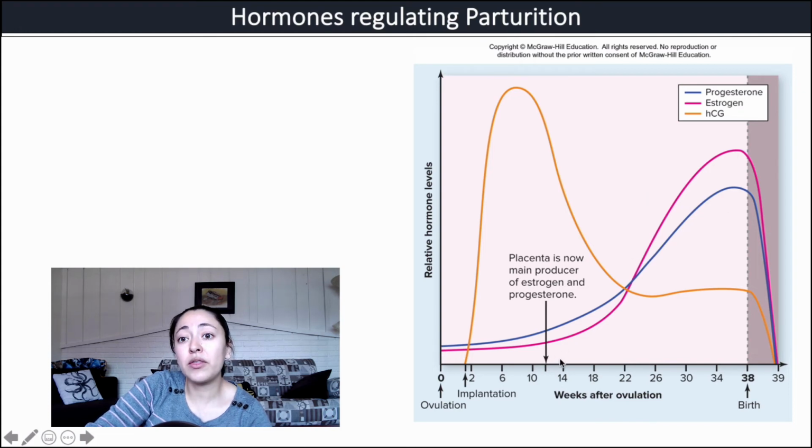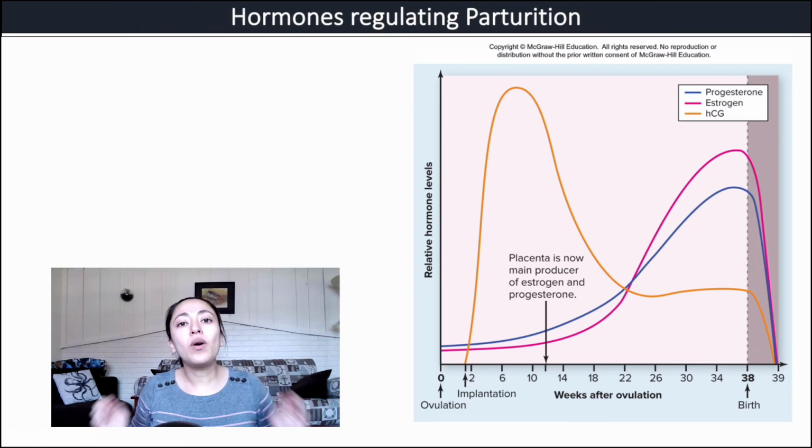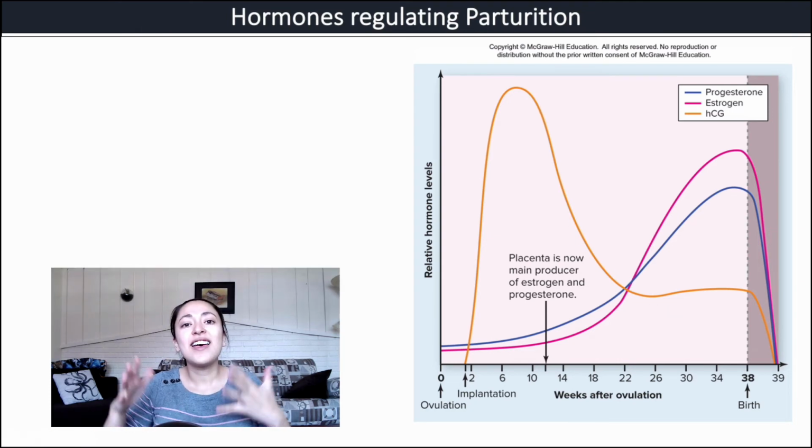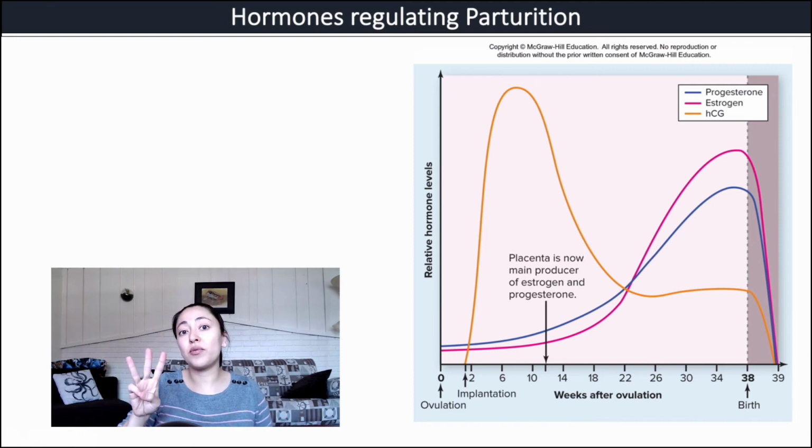And because around week 13 the HCG is no longer needed, since the placenta has taken over, the corpus luteum can degenerate, and HCG levels will drop. One other really interesting thing about this is that pregnancy is divided into 3 trimesters.